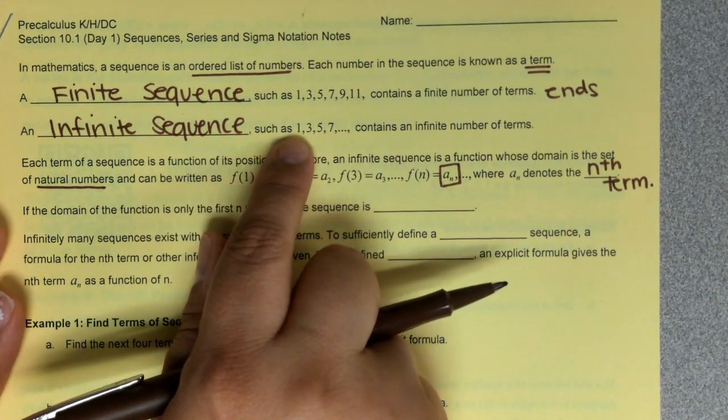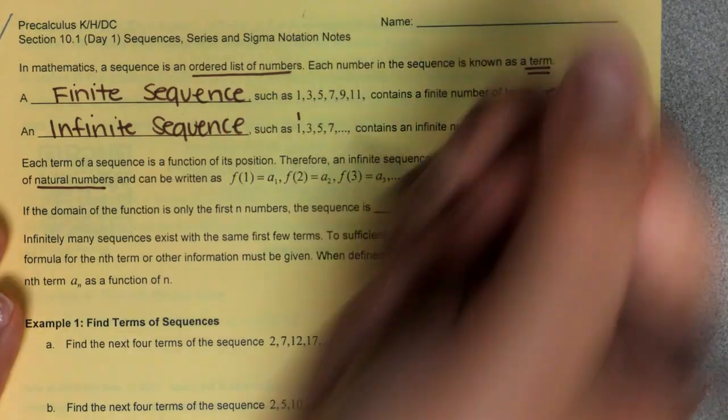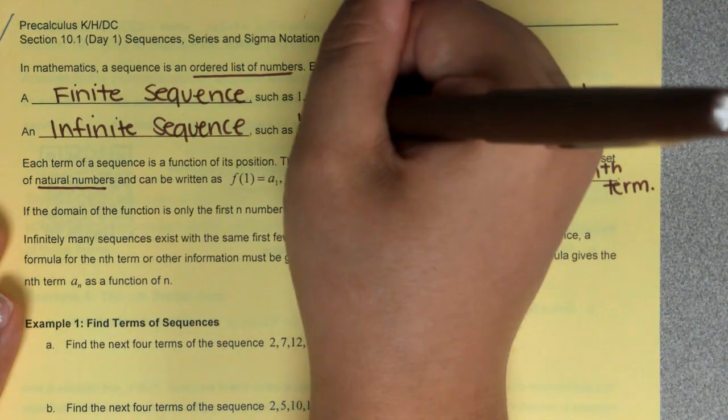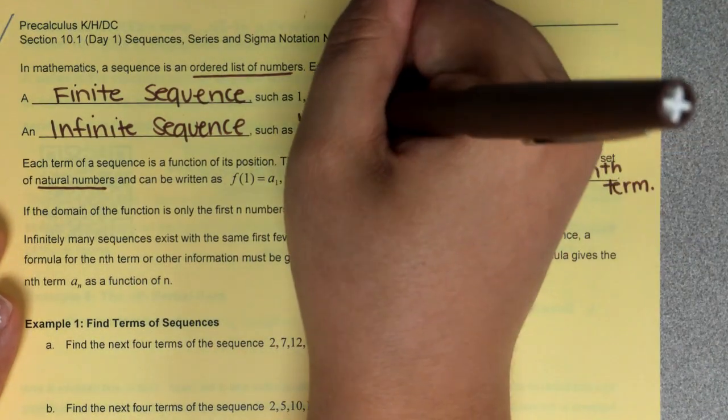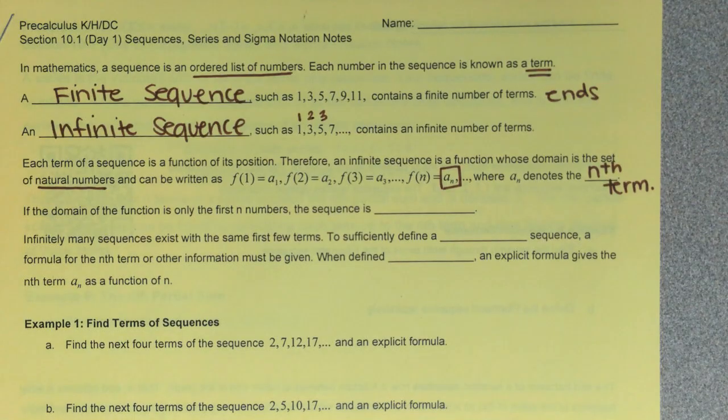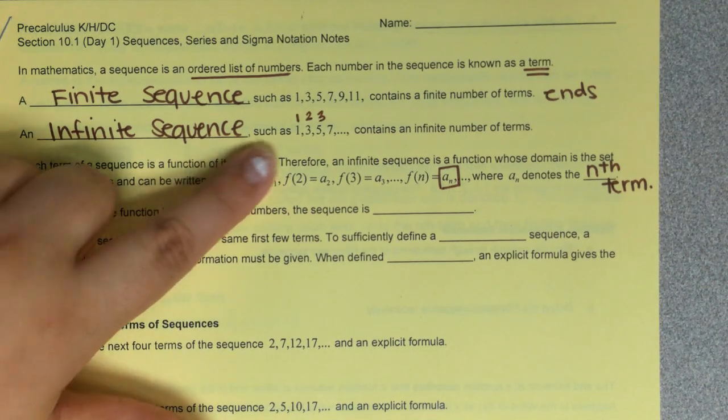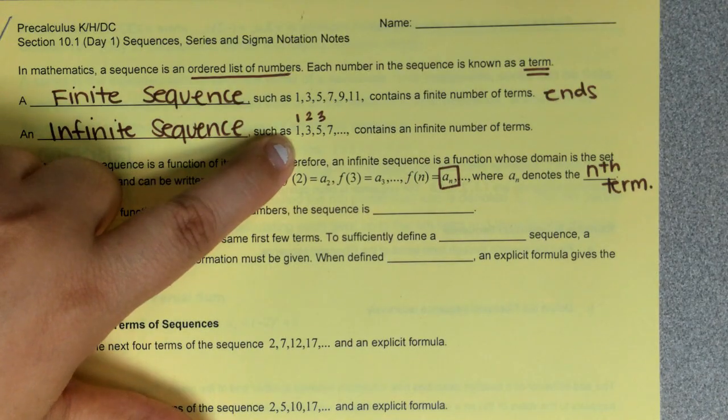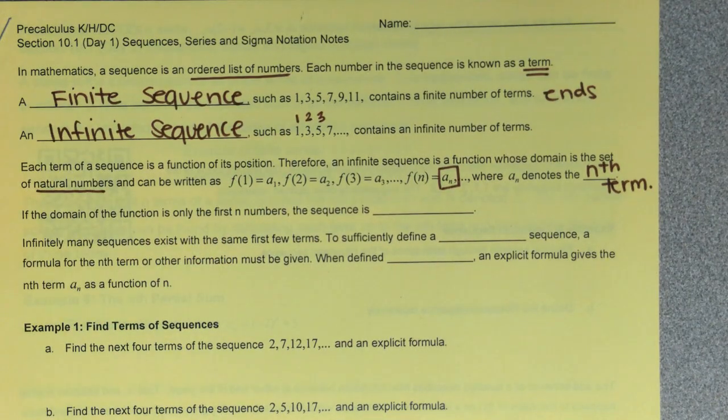So this right here, this is the first term. 3 is the second term. 5 is the third term, and so forth. Does that make sense? Okay. Natural numbers. What are natural numbers? 1, 2, 3. Whole numbers greater than 0. So 0 is not included. Your sequence will always start with the first term. We're not starting at a 0 term. Does that make sense? All right.